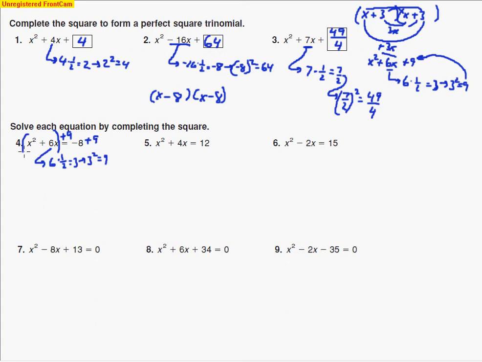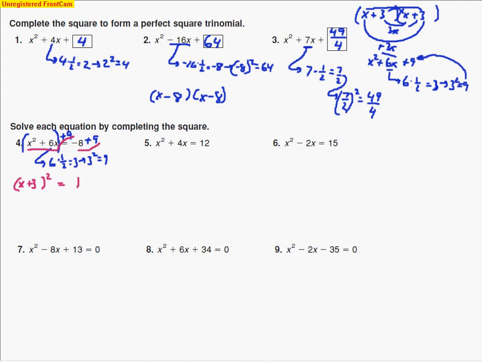So what I'm going to do from this point is take this trinomial and factor it. Well, this will factor to two binomials that are exactly the same. It's going to be x plus 3 quantity squared. That's what you get from this trinomial right here. And so from there, I go ahead and add these two numbers right here. Negative 8 plus 9 gives me 1. And so we're almost done.